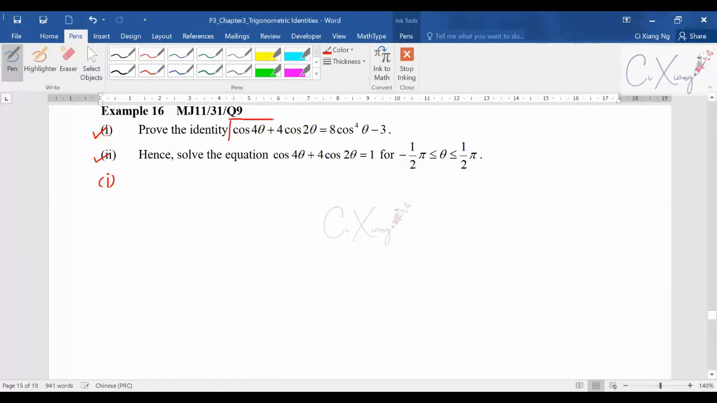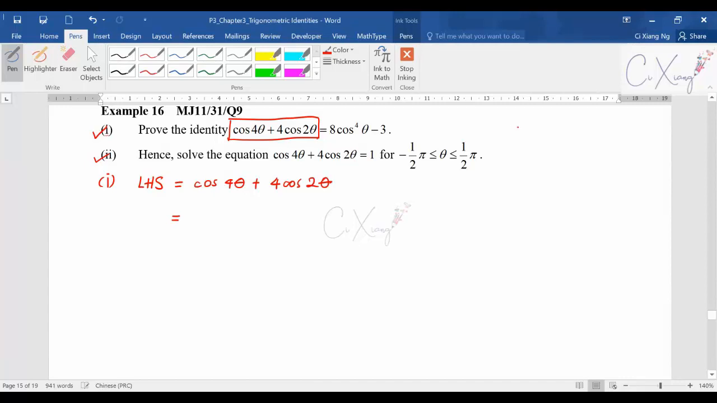When my equation has a compound angle or double angle, I will always start from that. So I will start from the left hand side, because the right hand side has a single angle, theta only, while here you have 4 theta and 2 theta. Therefore, you should try to expand from the left. So the left hand side is cos 4 theta plus 4 cos 2 theta.